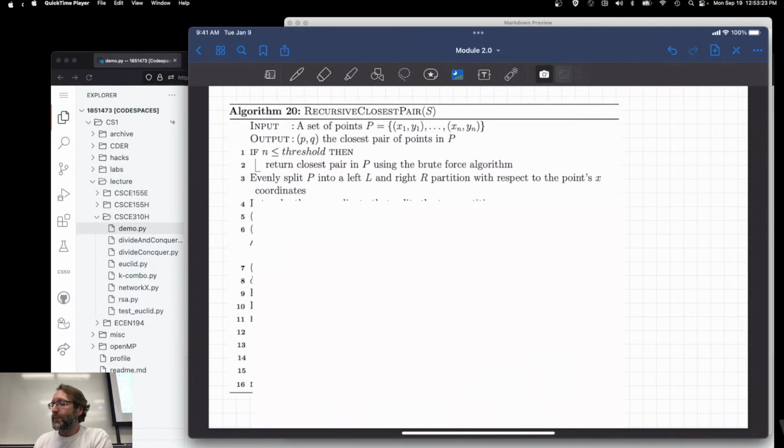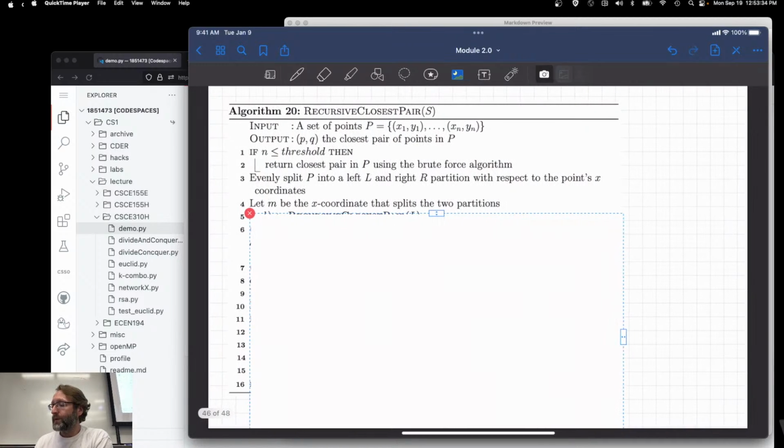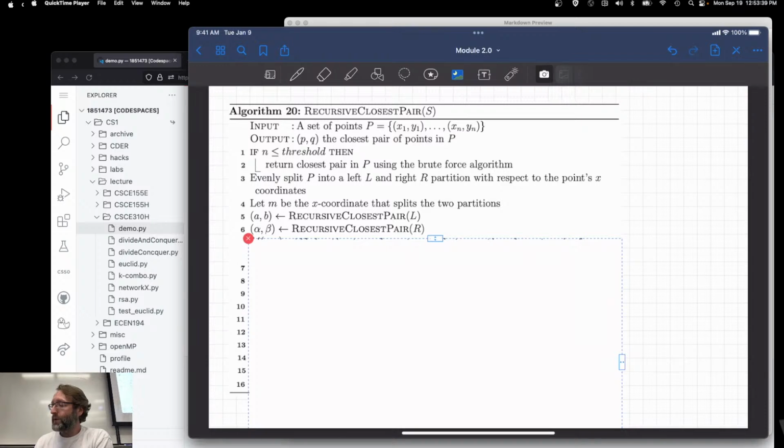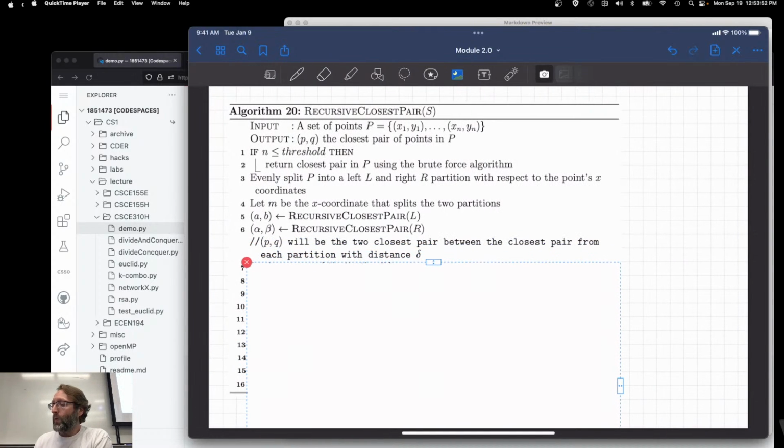Otherwise, next, you evenly split P and L into L and R with respect to the x coordinates. Let M be the x coordinate that splits the two partitions. And then I recursively find the pair that are closest in the left partition, and recursively find the pair that are closest in the right partition. Call those AB and alpha beta. PQ will be the closest pair between the closest pair from each partition.